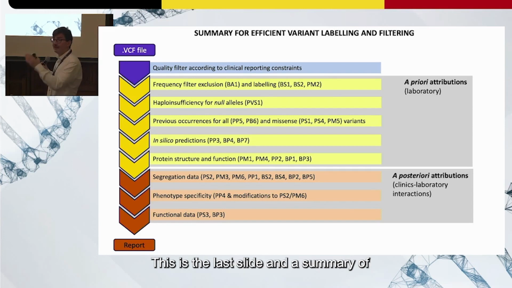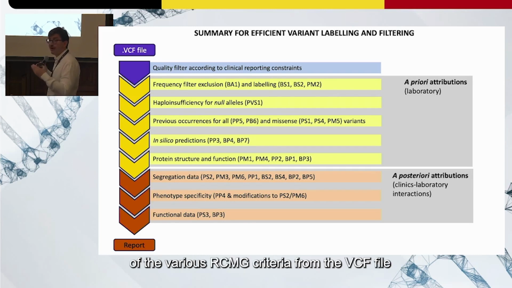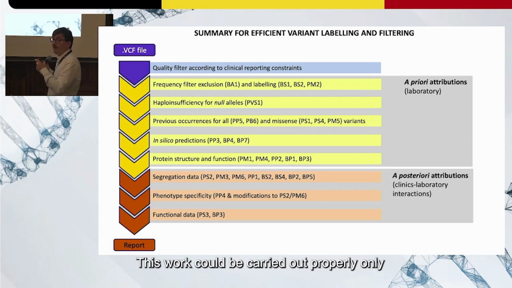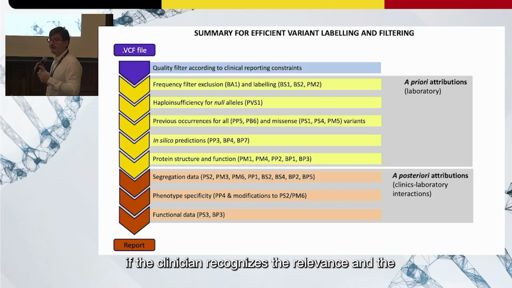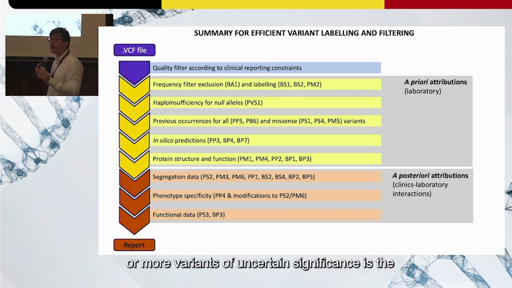This is the last slide, a summary of the workflow that one could follow in the attribution of the various ACMG criteria, from the VCF file to the generation of the report. This work could be carried out properly only if the clinician recognizes the relevance and the complexity of the laboratory activities, because in the absence of close collaboration, the presence of one or more variants of uncertain significance is the most probable content of the clinical report.